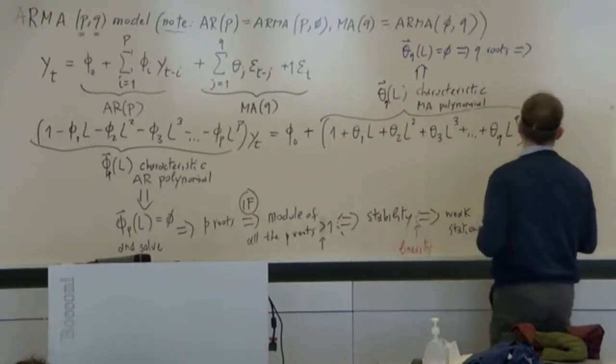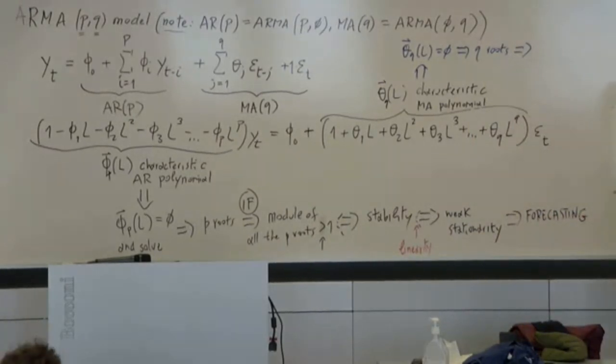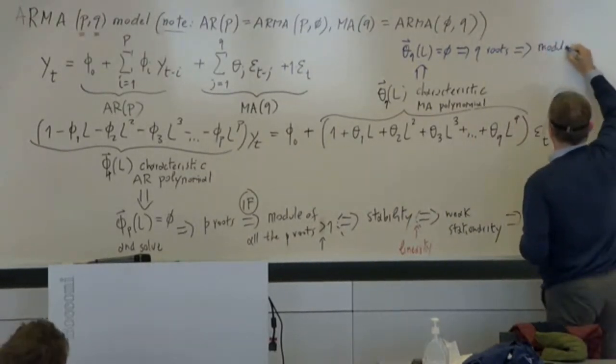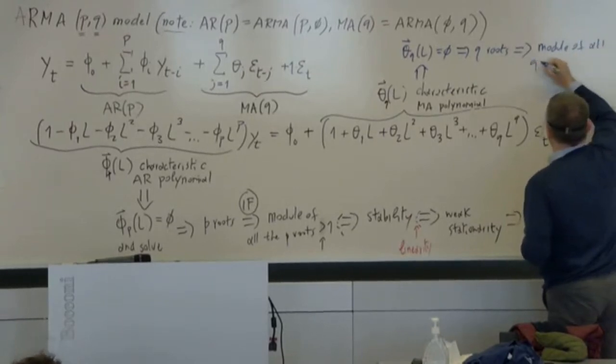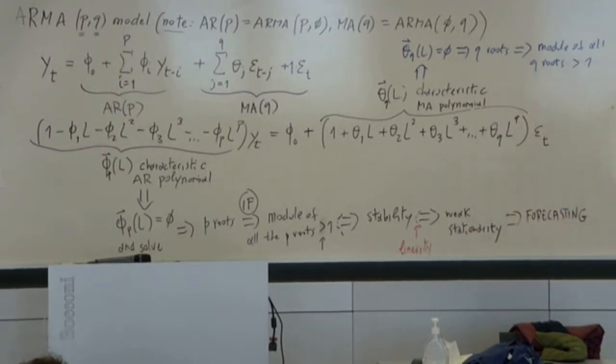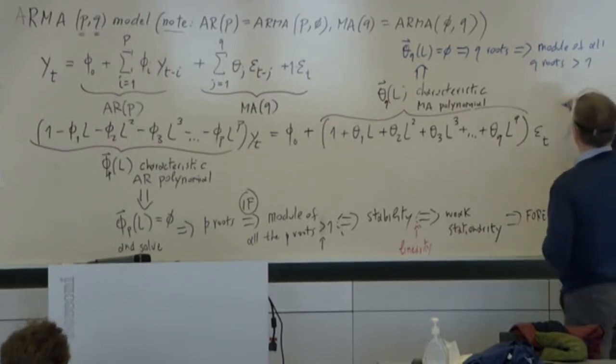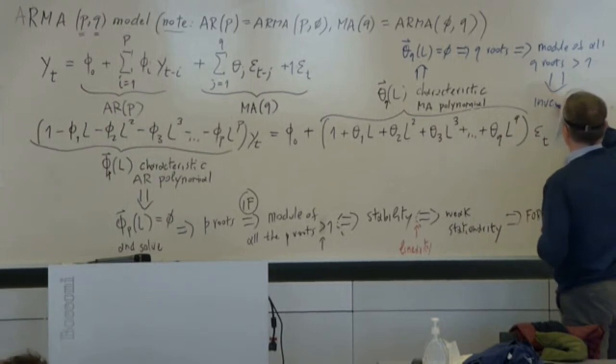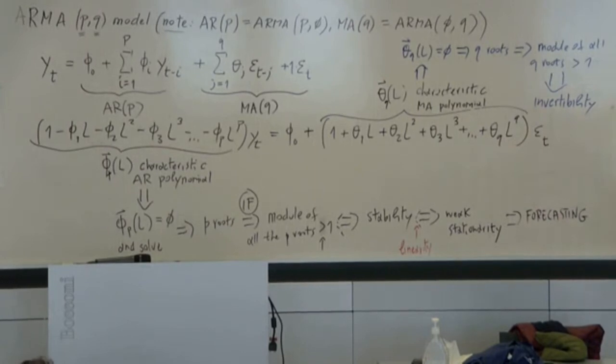So same things, you use the same machinery inside your computer, so there is no difference. If the modulus of all Q roots is above 1, then there is a property which follows, which is called invertibility, which I will write here. We say that the ARMA model, because of properties of its MA component, is invertible. What is invertibility?